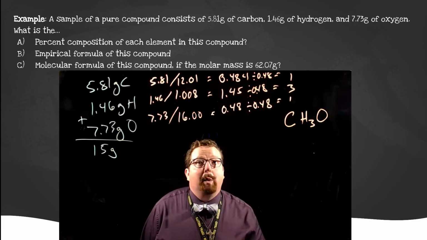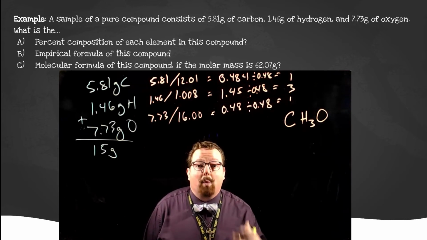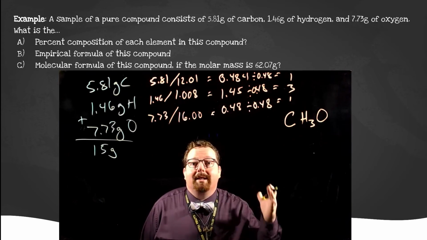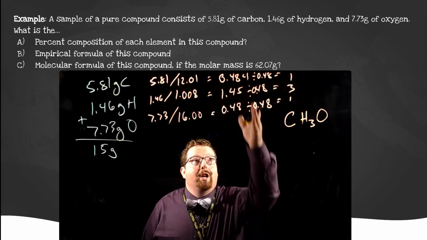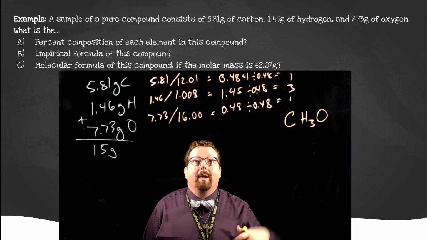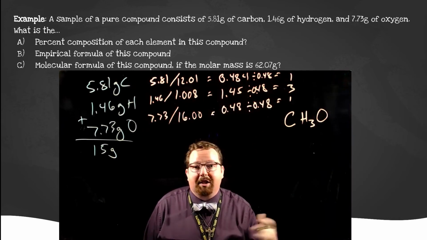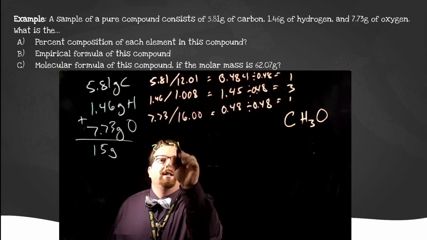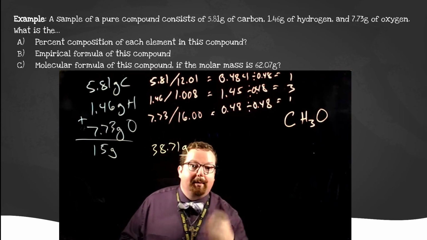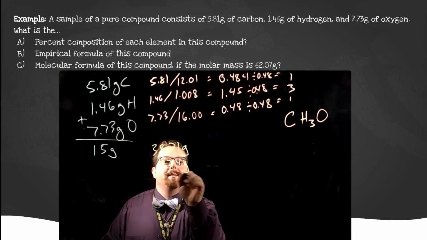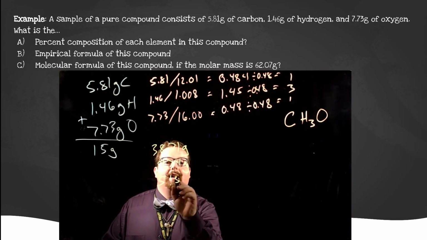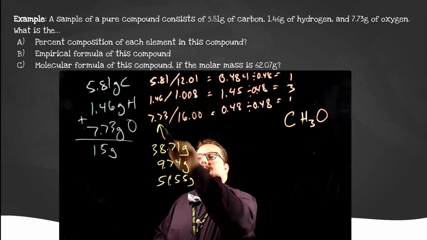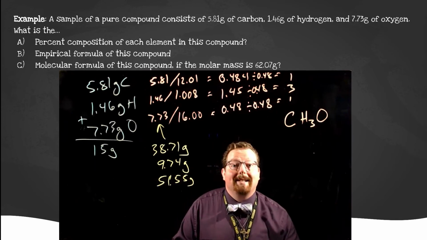Now, FYI, we could have done this with the percent compositions as well, since the law of definite proportions tells us that no matter the sample size, the molar ratio is going to be the same. We could use those percents that we had before and just make it out of 100 grams. So we could use 38.71 grams instead of percent, 9.74 grams, and 51.55 grams. This would take the place of this step here. The rest of this is going to look exactly the same.